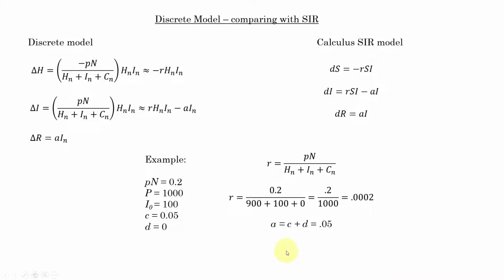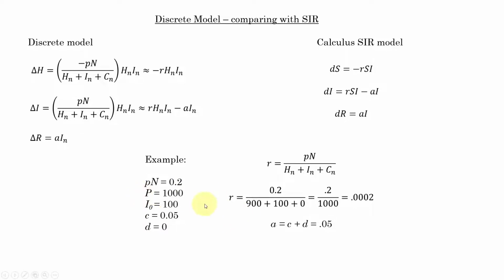So for an example, with some specific values to compare the results in both of these two models, let's take the product P times N to be 0.2. So it doesn't really matter what the P and N would be separately as long as together their value is 0.2. For example, you could have a probability of 20% of transmitting the disease and an average of 1 contact per day, or you could have 10 contacts per day and the probability of transmitting the disease is 0.02, and together those make 0.2. So we'll take that as a given value to start.